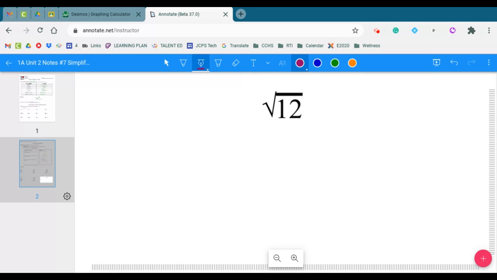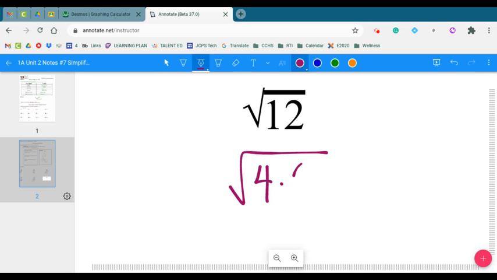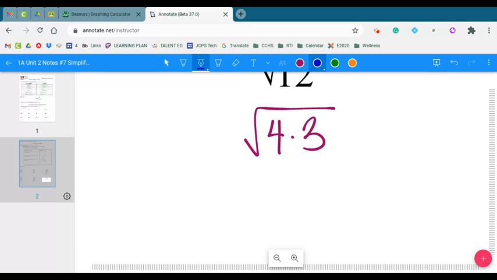Okay, last one, square root of 12. What goes into it? Well, it's either 6 and 2, which neither of those are perfect squares, or 4 and 3, and 4 is a perfect square. So 4 times 3. The square root of 4 is 2, so you're going to get 2 square root of 3 as your answer.